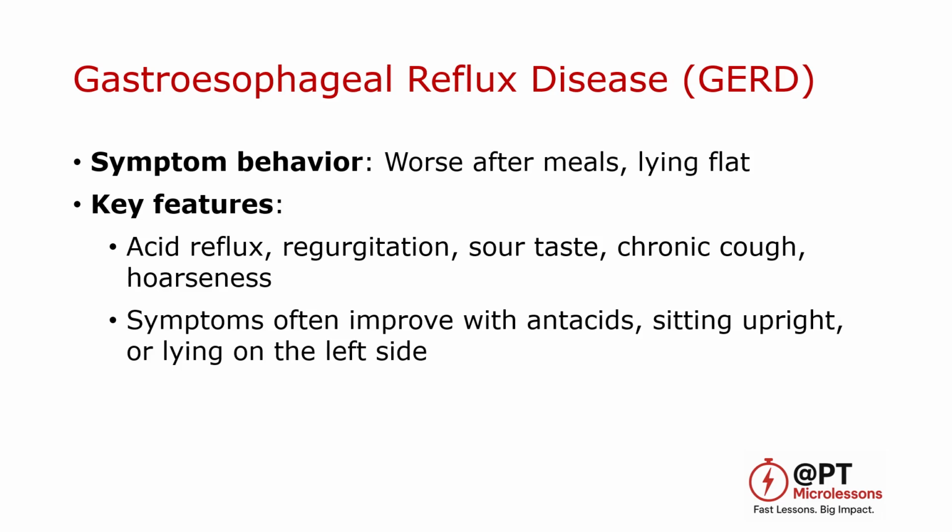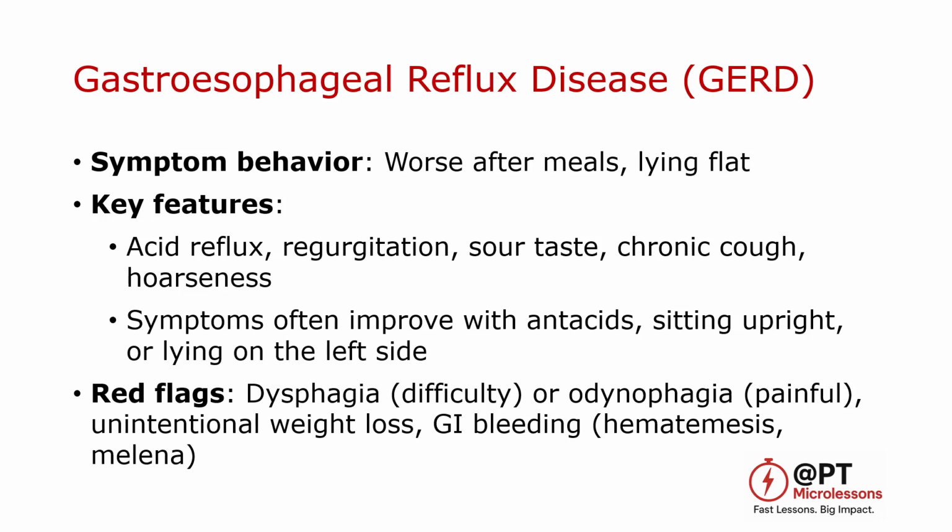Key features include acid reflux, regurgitation, and a sour taste, and sometimes even a chronic cough or hoarseness. Symptoms often improve with antacids, sitting upright or lying on the left side. Red flags would include difficulty or painful swallowing, weight loss, or signs of bleeding. The classic GERD triad is heartburn, regurgitation, and symptoms that worsen after meals or when lying down.